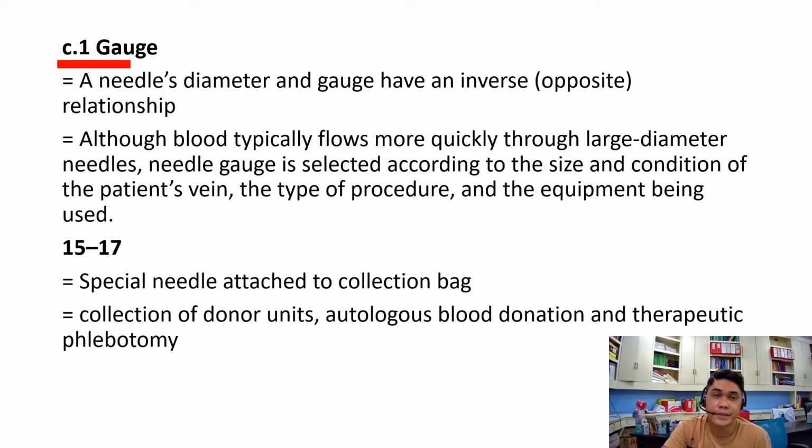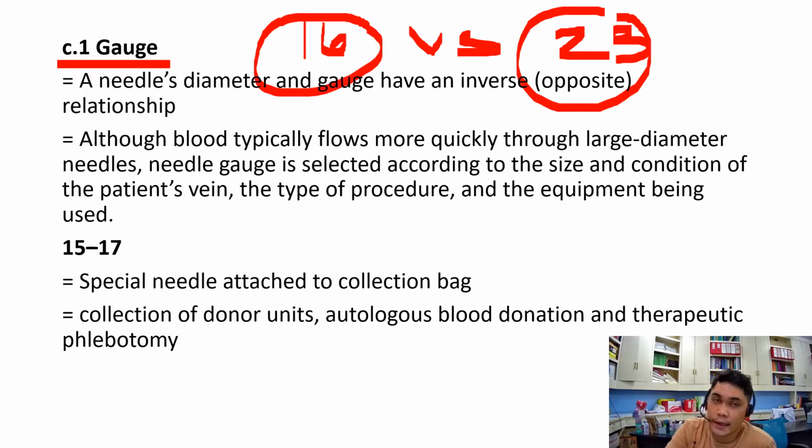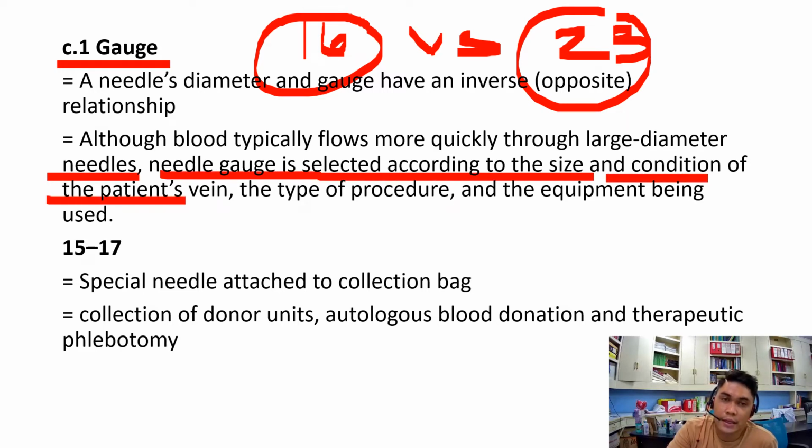Next, you have gauges. A needle's diameter and gauge have an inverse relationship. So remember, the smaller the gauge, the bigger the needle. For example, if we compare gauge 16 versus gauge 23, the bigger needle is 16, the smaller is 23. Okay? Although blood typically flows more quickly through large diameter needles, needle gauge is selected according to the size and condition of the patient's vein, the type of procedure, and the equipment being used.